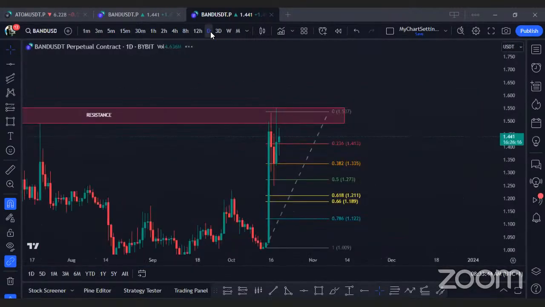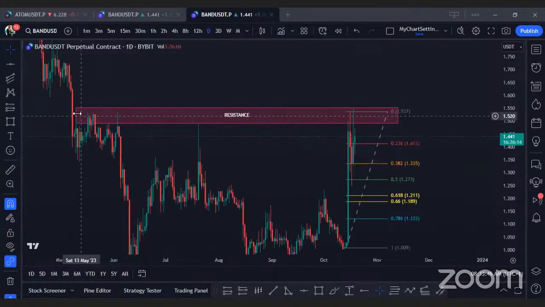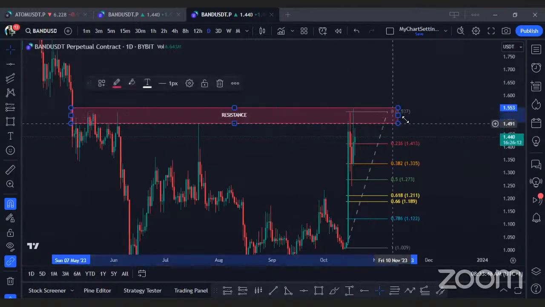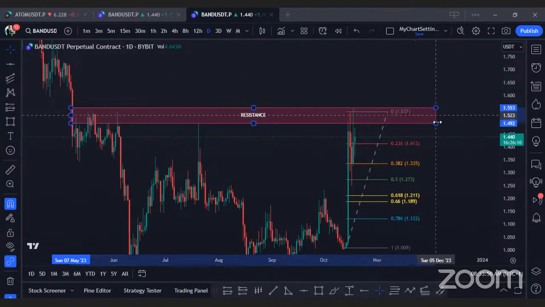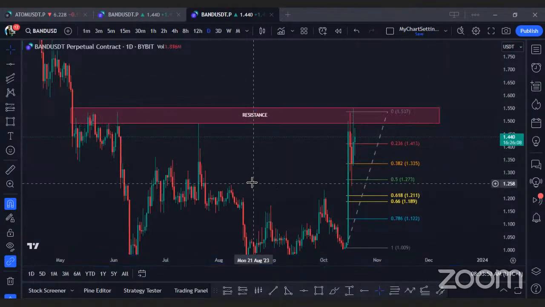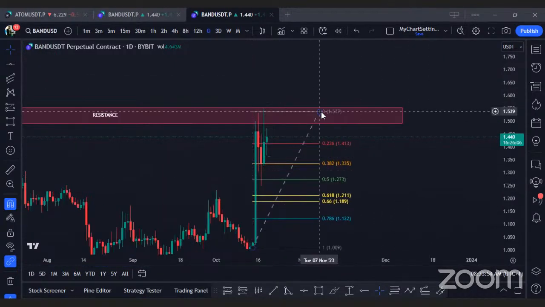Let me look at the daily time frame, guys. This resistance level you see here is a very strong one because we are still rejecting there. So for now, we will continue to look for short. We'll continue to look for short for this token until this level no longer holds. So for a quick scalp, I'm going to look at taking a short here, guys.